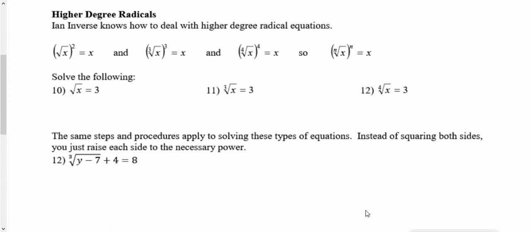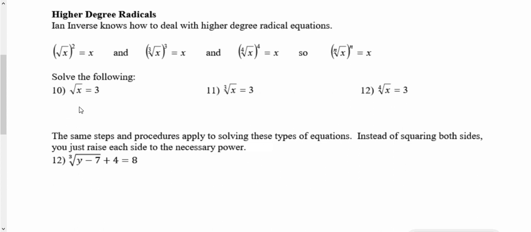All right, what happens if we have higher powers than just square root? So if we have a square root, we do the opposite by squaring. If we have a cube root, the inverse would be cubing. A fourth root, the inverse would be the fourth power, and so on. So whatever your index is of your radical, you're just going to undo that by raising both sides to that same power. So let's look at these for 10, 11, and 12.